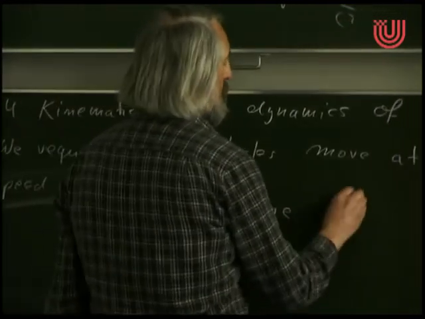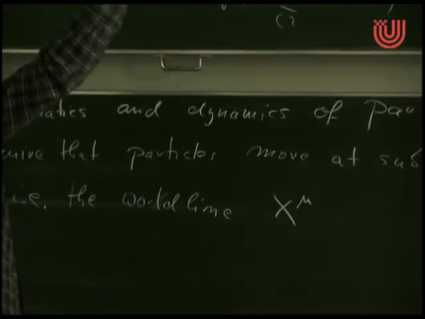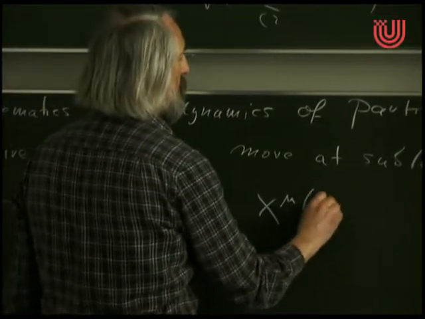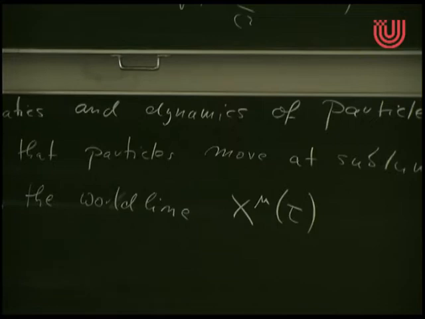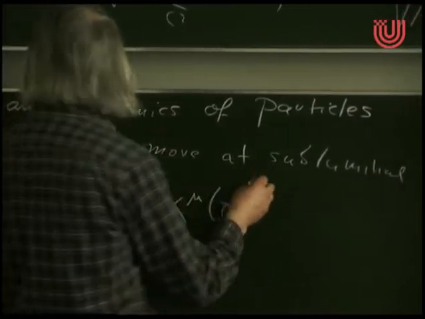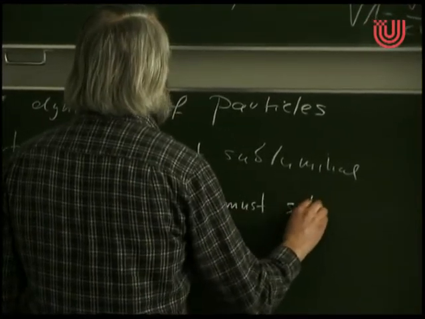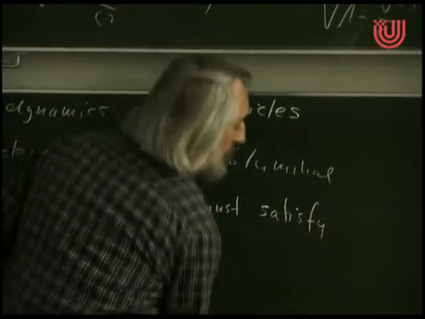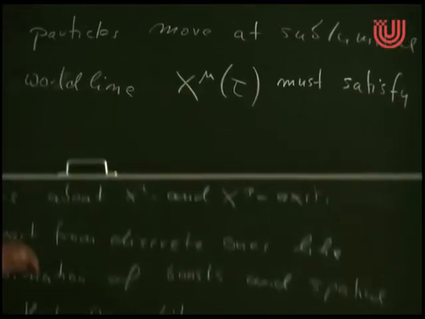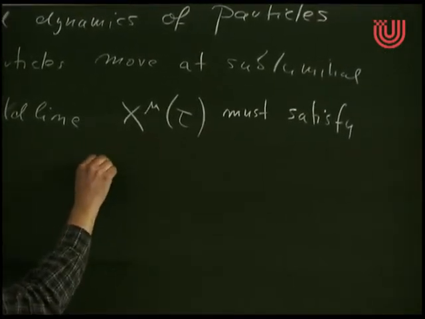The world line would be something like x^mu. That's the 4 coordinates of the particle. And this would depend on a parameter, which parameterizes the world line. I call this parameter tau. And I will talk about how to choose this parameter in a minute. So the world line must satisfy a certain condition.